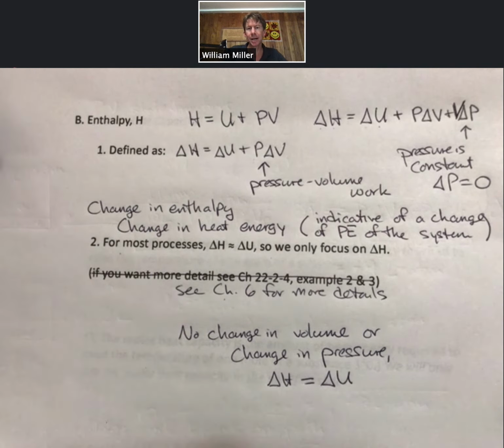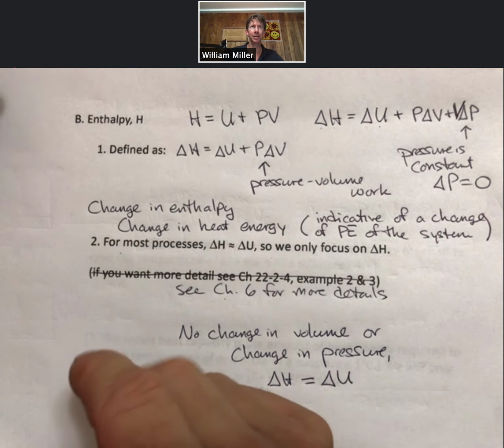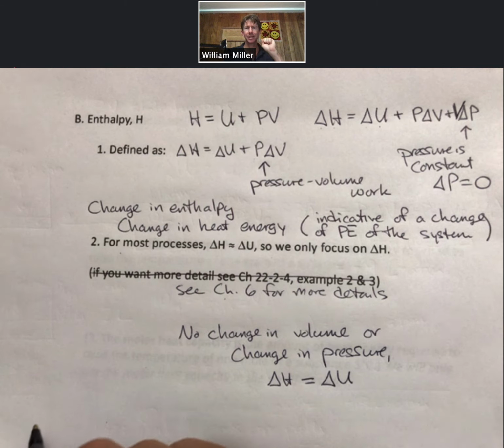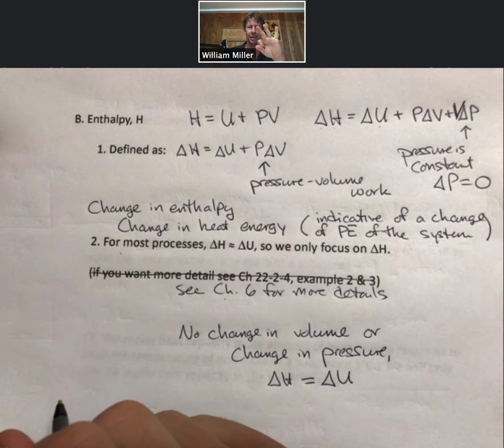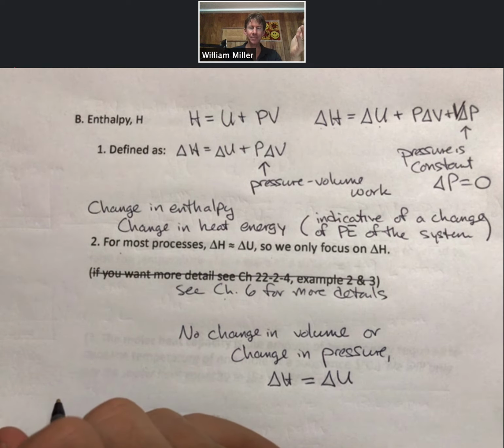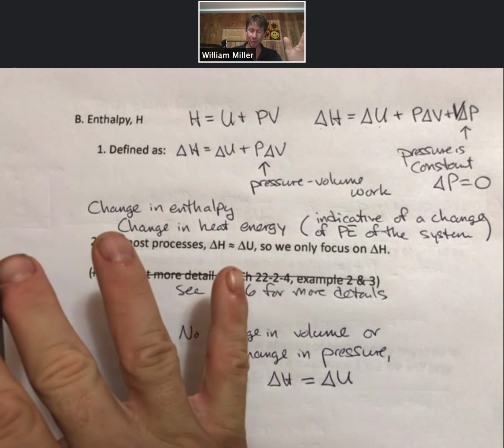And so we're going to focus on delta H. Delta H is the most useful part of what we're doing. And for the rest of this chapter we're going to work on understanding 3 ways to determine delta H for a process, specifically for a reaction. Okay, so we're building up how to do it, and then we're going to do it.